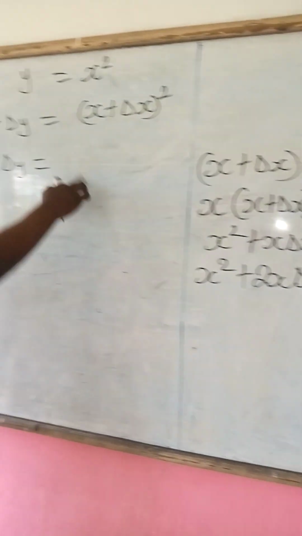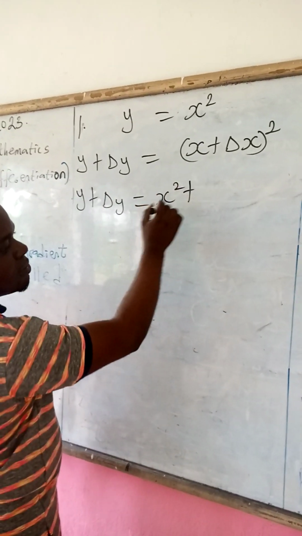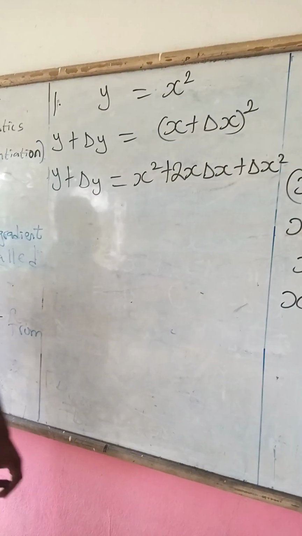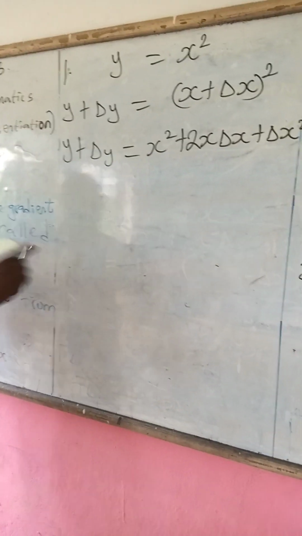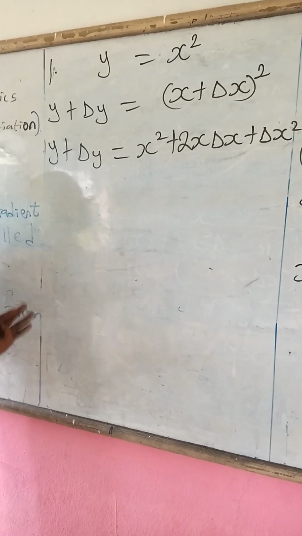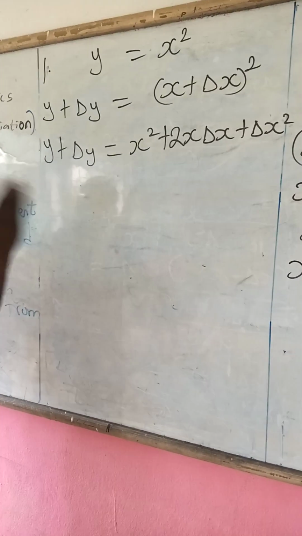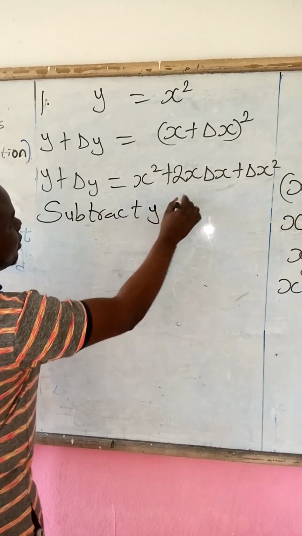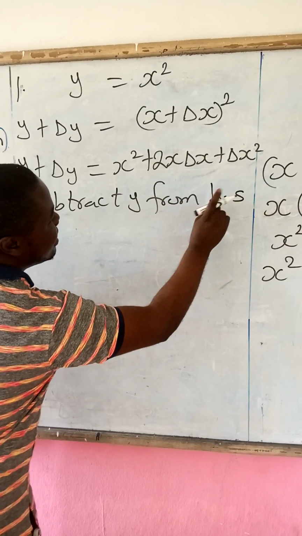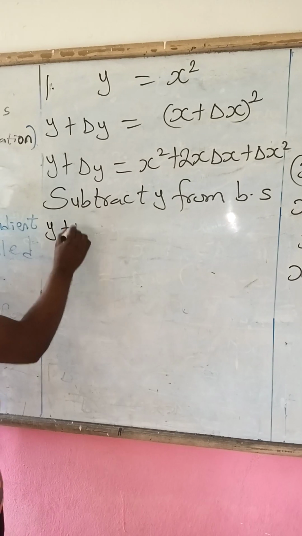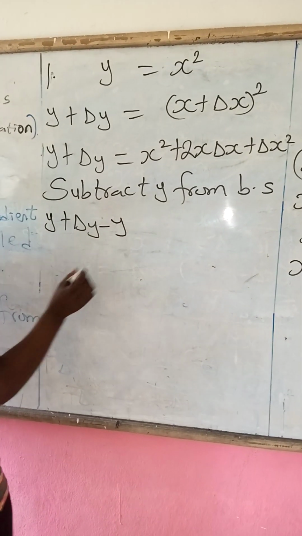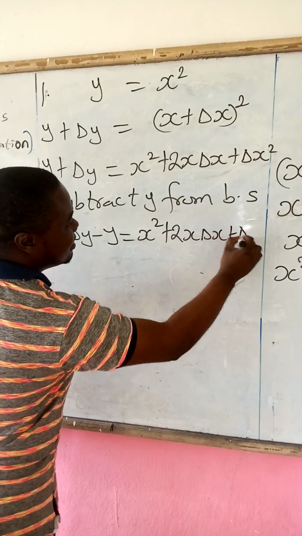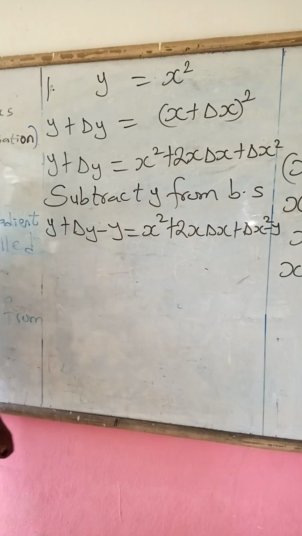So I'm going to write it here: x squared plus 2xδx plus δx squared. I believe it's clear to everyone. The next step is we subtract y from both sides. Differentiating from first principle is governed by rules, so you must know the rules. We are through with the first rule, we are going to the next one. So let's subtract y from both sides. So we have y plus δy minus y equals x squared plus 2xδx plus δx squared minus y.